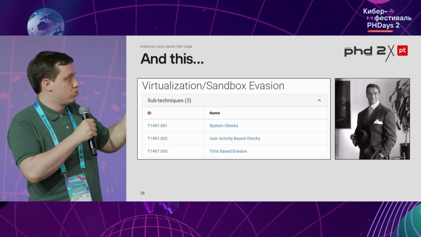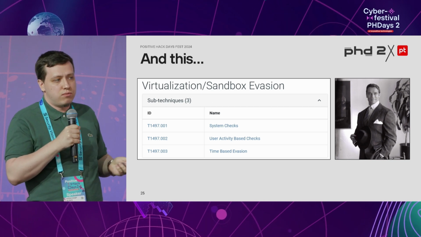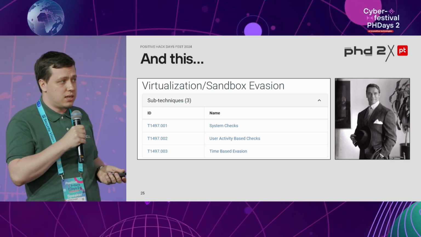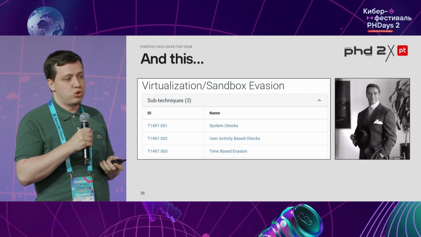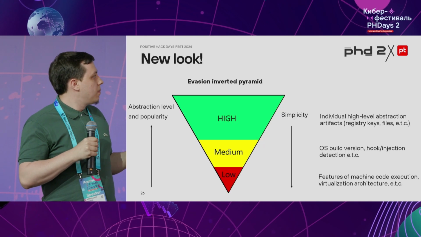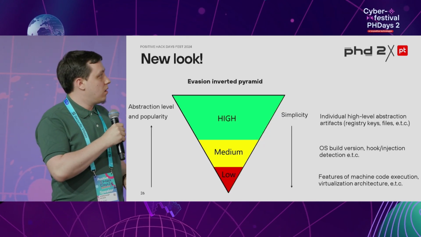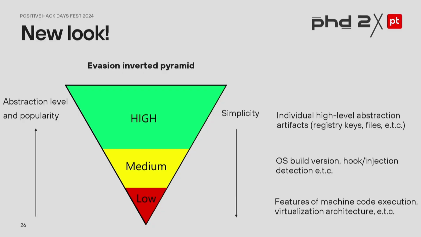So my concept is an alternative. I'm not saying that we need to forget about the MITRE matrix. It's a well-known matrix recognized by everyone, but I'm proposing an alternative that you still can use. So this is a simple pyramid, and let me explain to you what you are seeing.